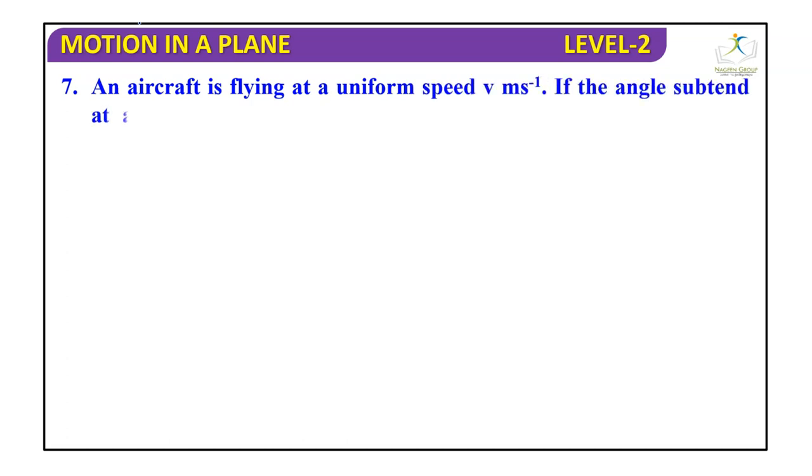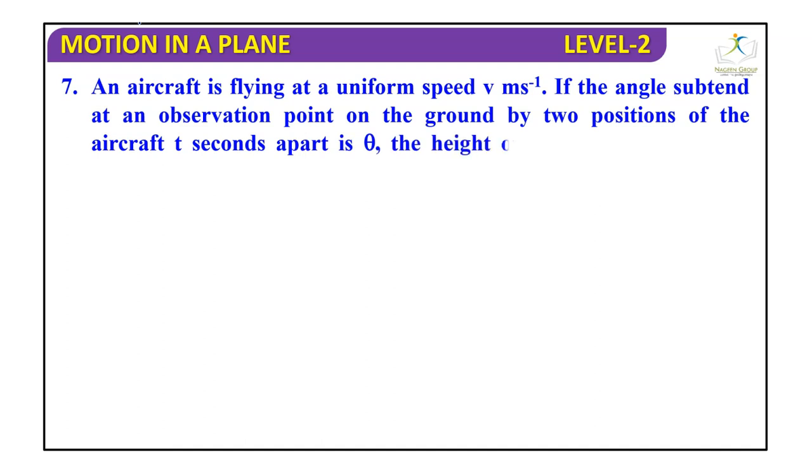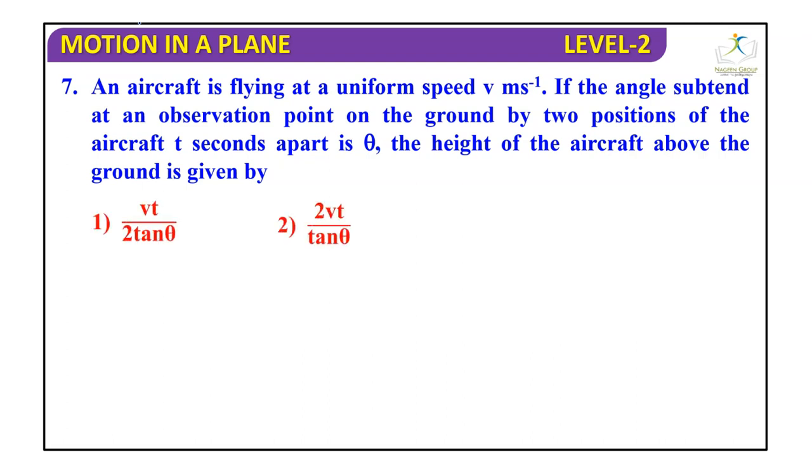Next, an aircraft is flying at a uniform speed v. If the angle subtended at an observation point on the ground by the two positions of the aircraft t seconds apart is theta, the height of the aircraft above the ground is given by, we have given a few options.